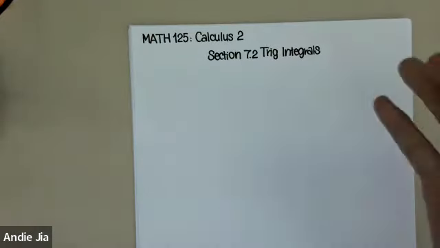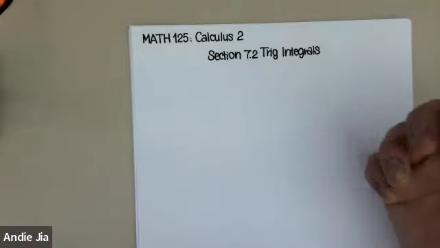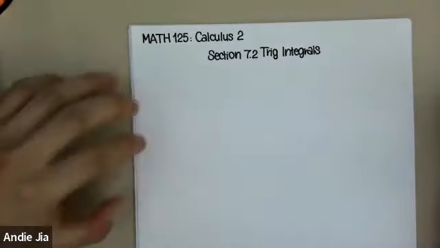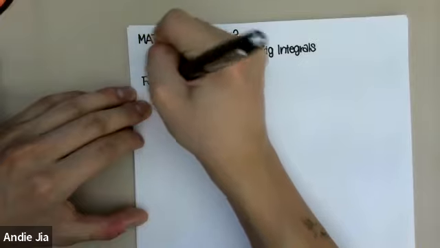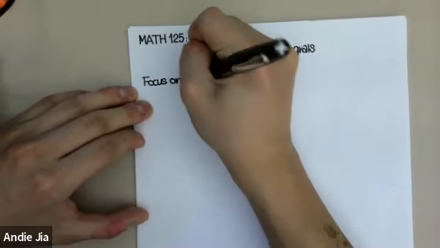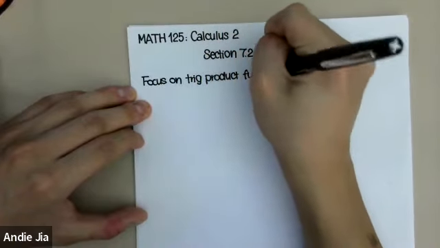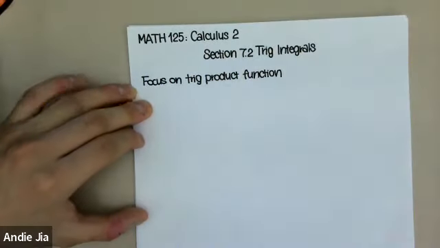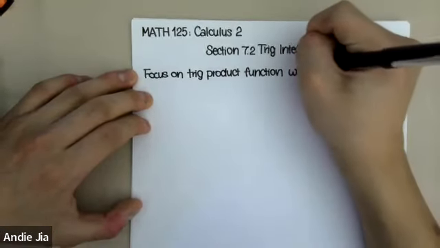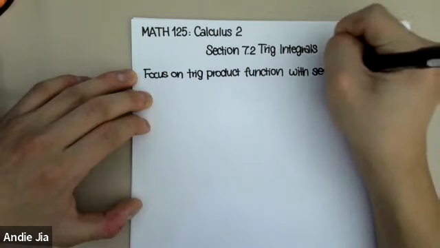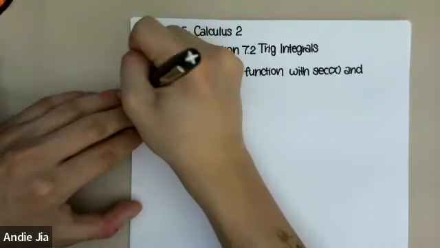In previous cases, we talked about functions with sine and cosine. Now we're talking about functions with secant and tangent. So we're focusing on the trig product function using secant and tangent of x.